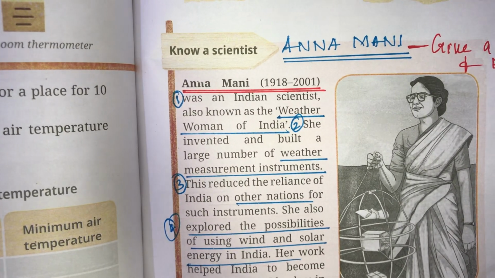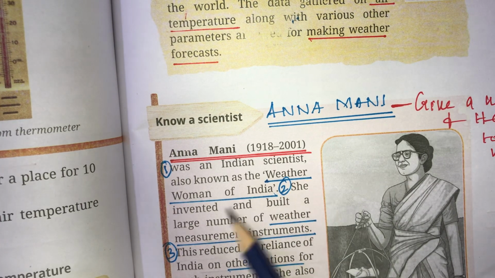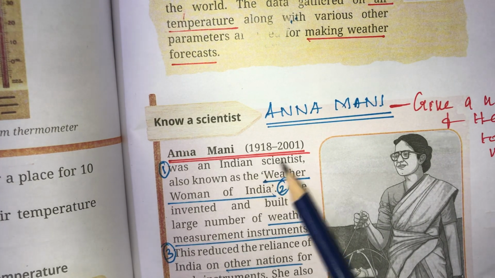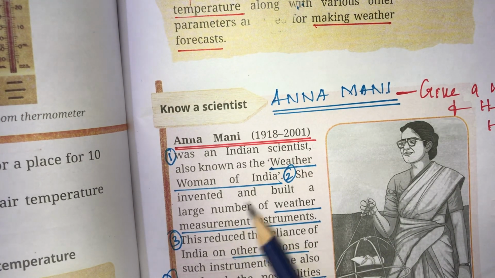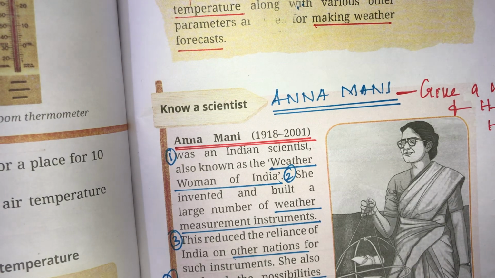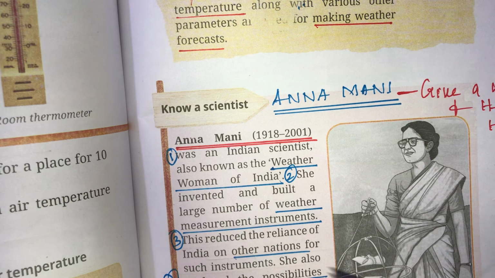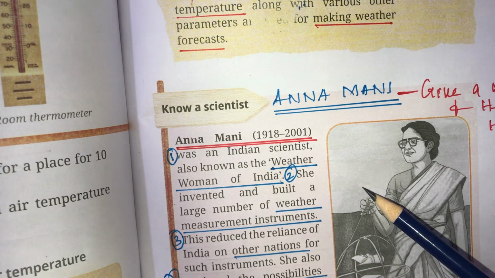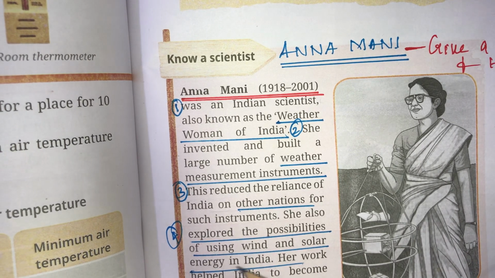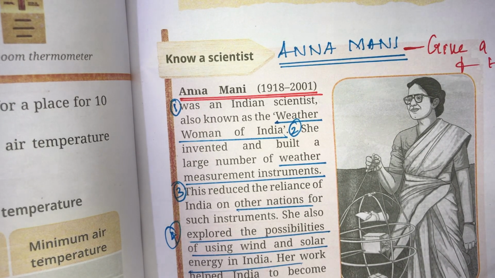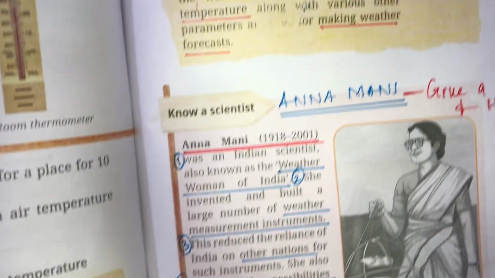Then, a note on Anna Mani madam. Anna Mani was a weather woman of India who lived between 1918 and 2001. Her significant contribution was that she invented and built a large number of weather measurement instruments, which reduced the reliance of India on other nations for such instruments. She also explored the possibilities of using wind and solar energy in India. So Anna Mani madam helped India to become one of the global leaders in renewable energy.